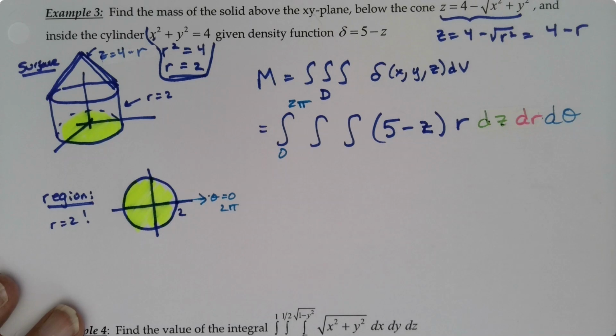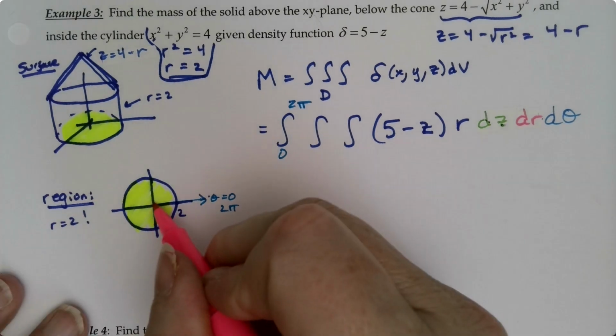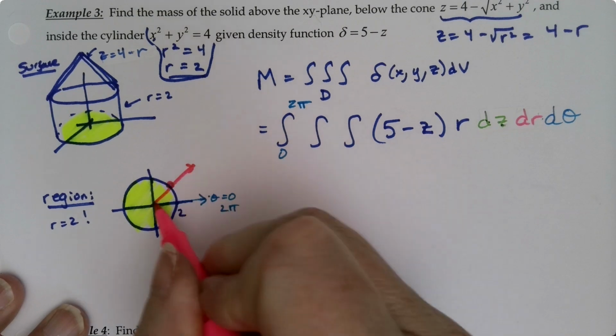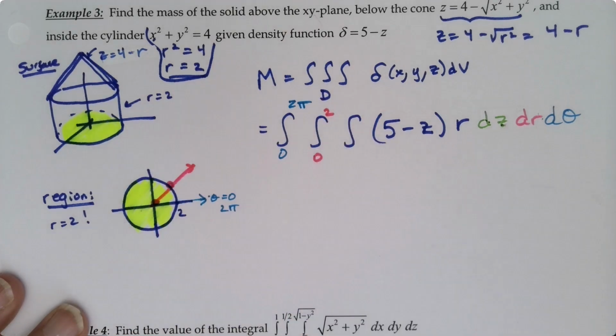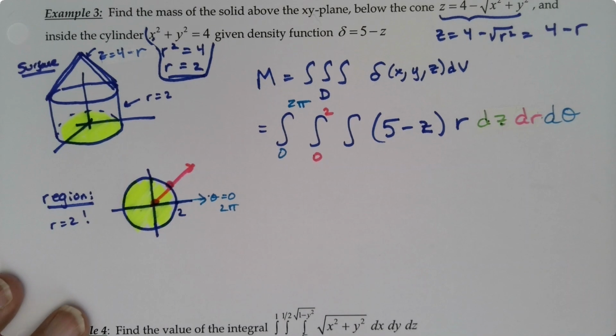And yes, we are going to be able to use our trick and make it go away after a step, which we'll get to. All right, so then r, so you think about a spoke. This whole circle is solid. So we're starting at 0 and we're ending at 2. So that's easy. Constant and constant.